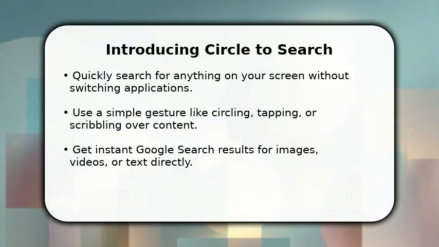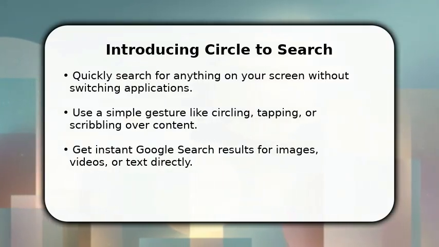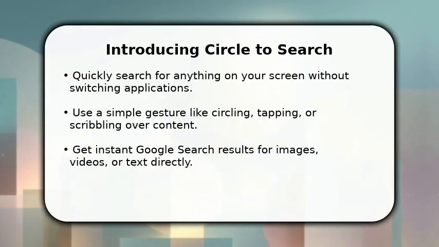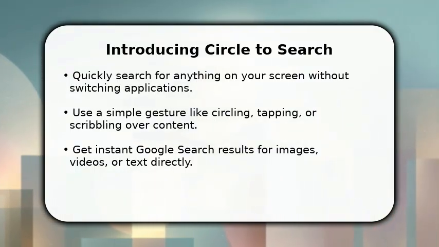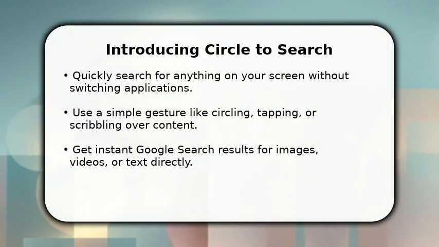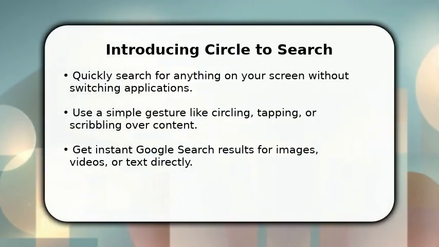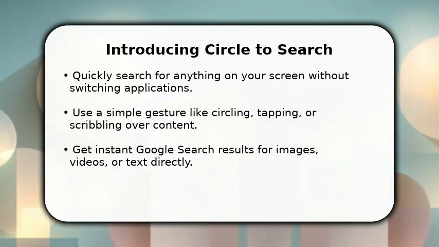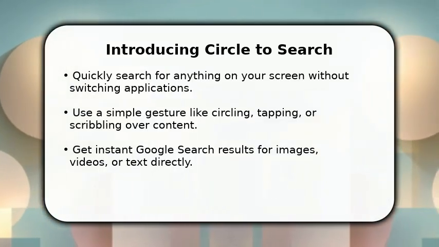In this video, I will explain how to use the Circle to Search feature on your Samsung device. This innovative tool allows you to effortlessly find information about anything on your screen. Simply use a gesture to highlight an item, and you will receive instant search results. It is designed to save you time and keep you in your current application, making your mobile experience much more efficient and intuitive. We will cover everything you need to know.